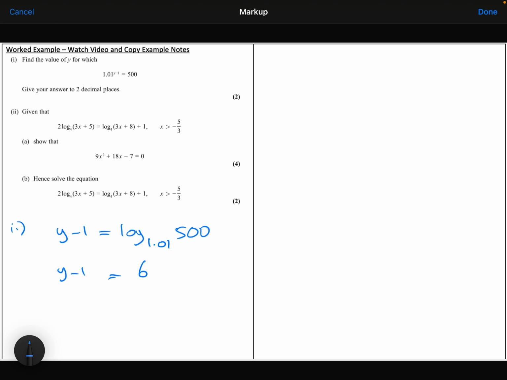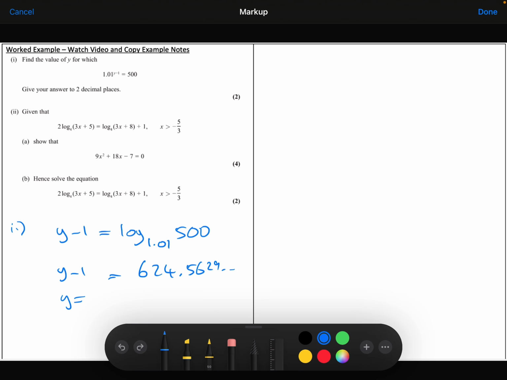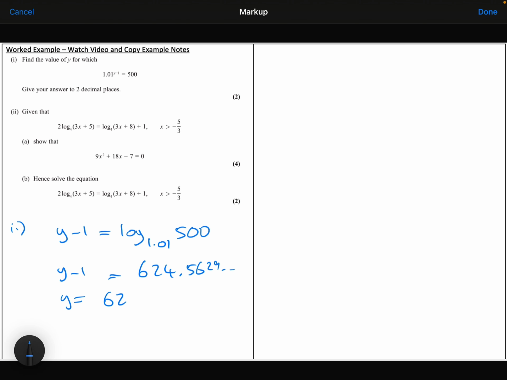Typing that into my calculator, I get 624.5629. Add 1 to that. So add 1 to both sides, and I get 625.56 to 2 decimal places. That's my answer for part I.